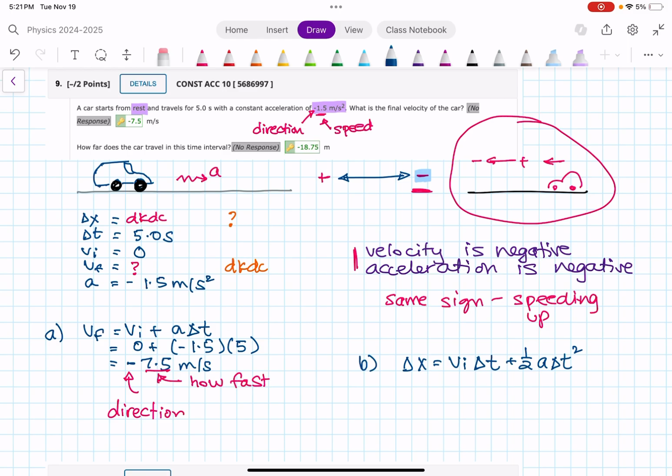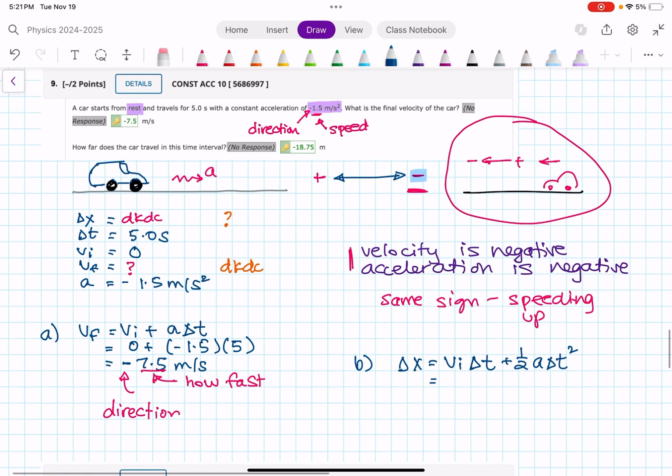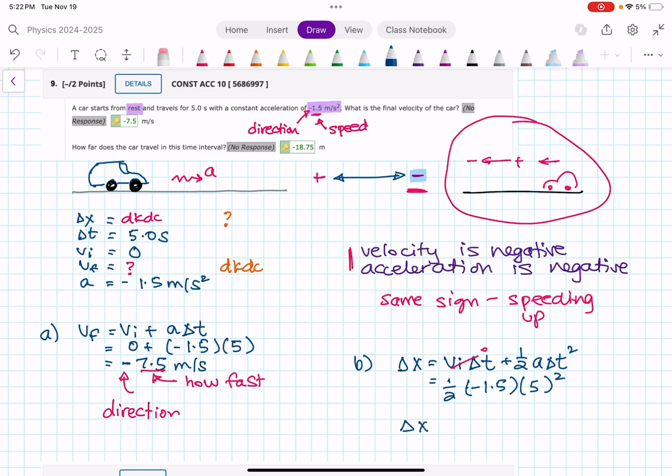So we're trying to solve for delta x. So this becomes VI again is 0. This whole thing can go to 0 because VI is 0. So this equals 1/2 times A, which is negative 1.5 meters per second squared, times time, which is 5 squared. So delta x in this example is going to be negative 18.75 meters. And I will put that in a box, and I will put this in a box. Okay.